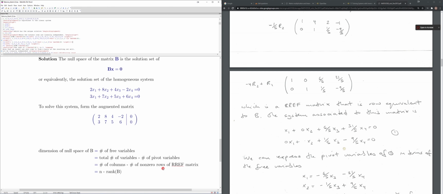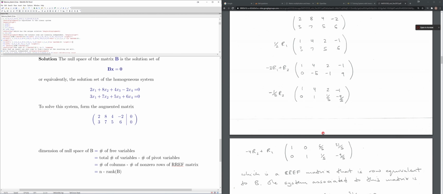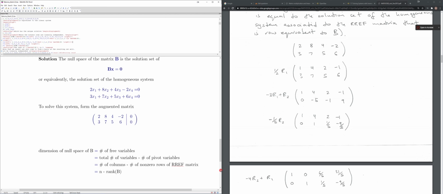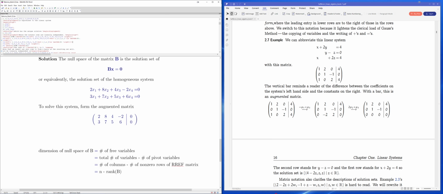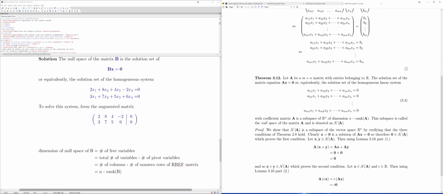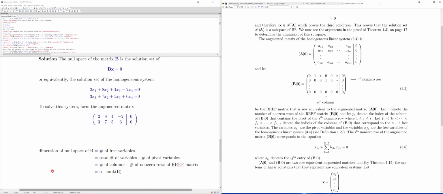And we already saw that if I have a matrix and apply Gauss-Jordan to get an RREF, the number of non-zero rows of the RREF is equal to the rank of the original matrix. So I therefore get that the dimension of my null space is equal to n minus the rank of the matrix. And that is a summary of the theorem in the notes, which says that if I have a matrix A, then the dimension of the null space is n minus the rank of A. The proof is in the notes, but really the proof uses this idea over here.